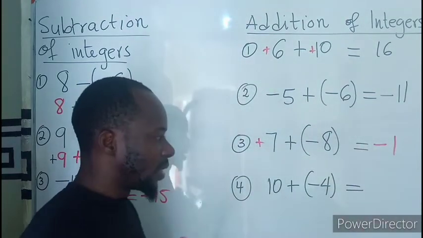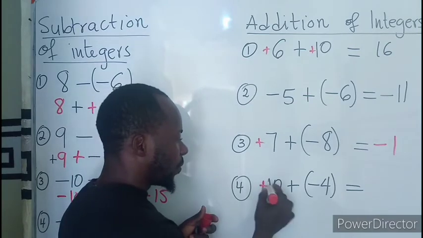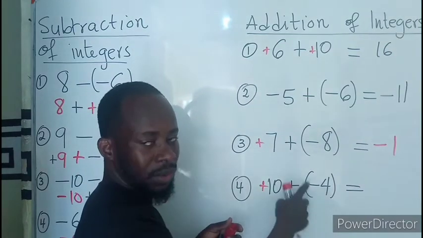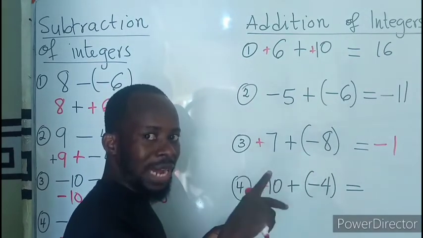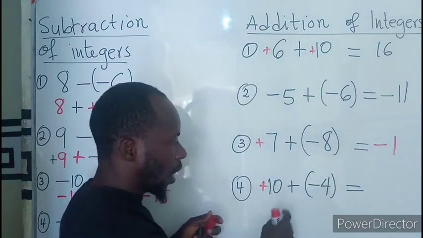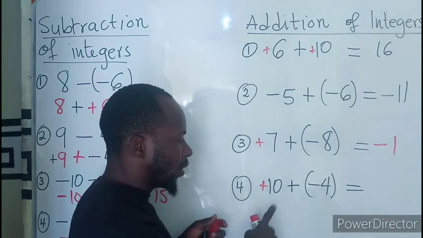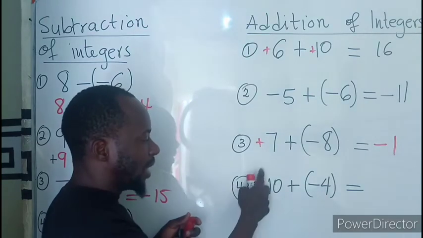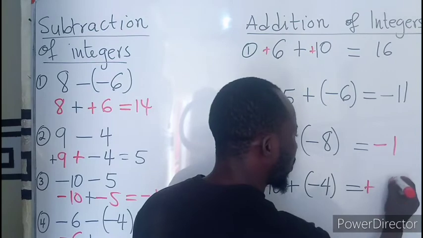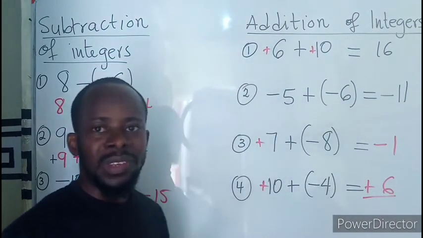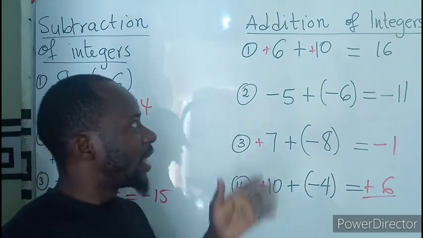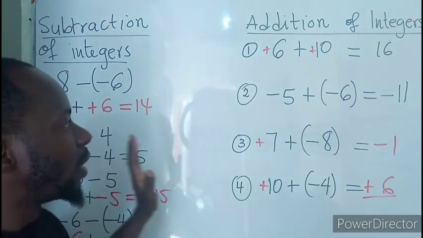Then I have positive and negative. Still different sign. So I will not add, but what? Subtract. So I'll be having 10 minus 4. And that will be 6. What is the sign of the bigger one? Positive. So I have what? Plus 6. Or just what? 6.